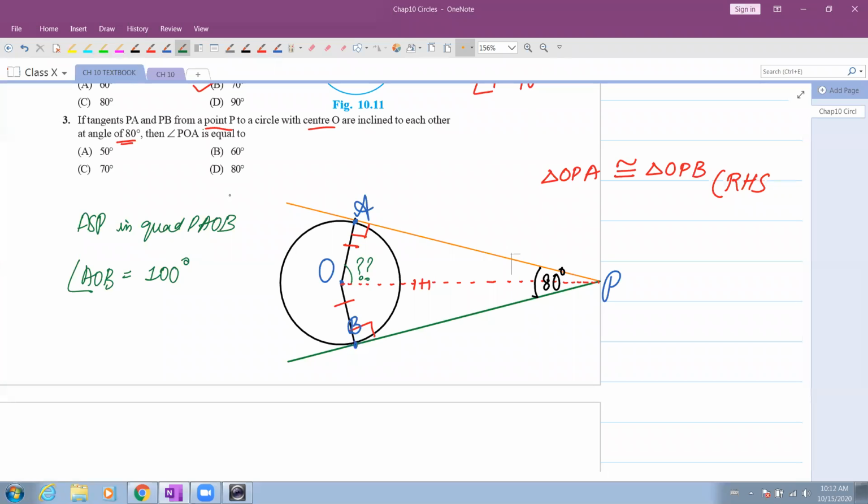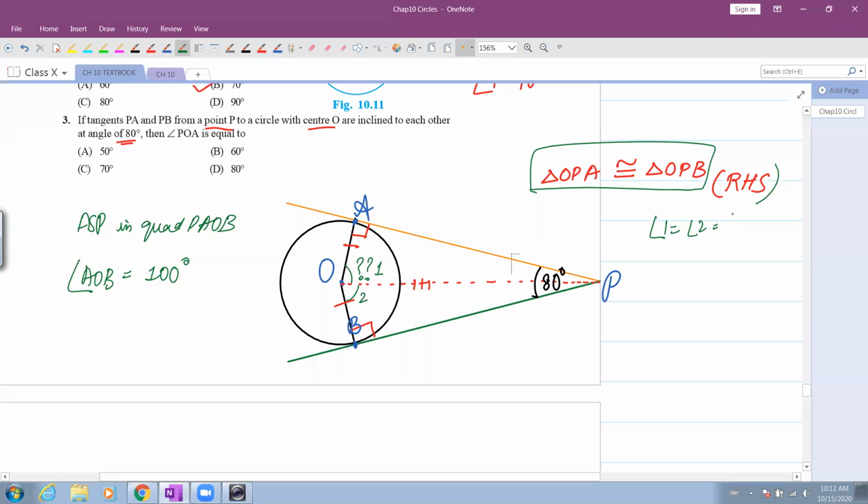That's correct, Punya. But how? I'm asking you the reason. PO bisects angle O. Yes, PO bisects angle O by that congruence. अगर ये ज़्यादा marks में आएगा तो आप ये congruence prove करोगे. Prove the congruence of the two triangles that you have. And after the congruence, you can state that angle number 1 is equal to angle number 2, and it's actually equal to half of angle AOB. From there, you will get the value as 50 degrees.